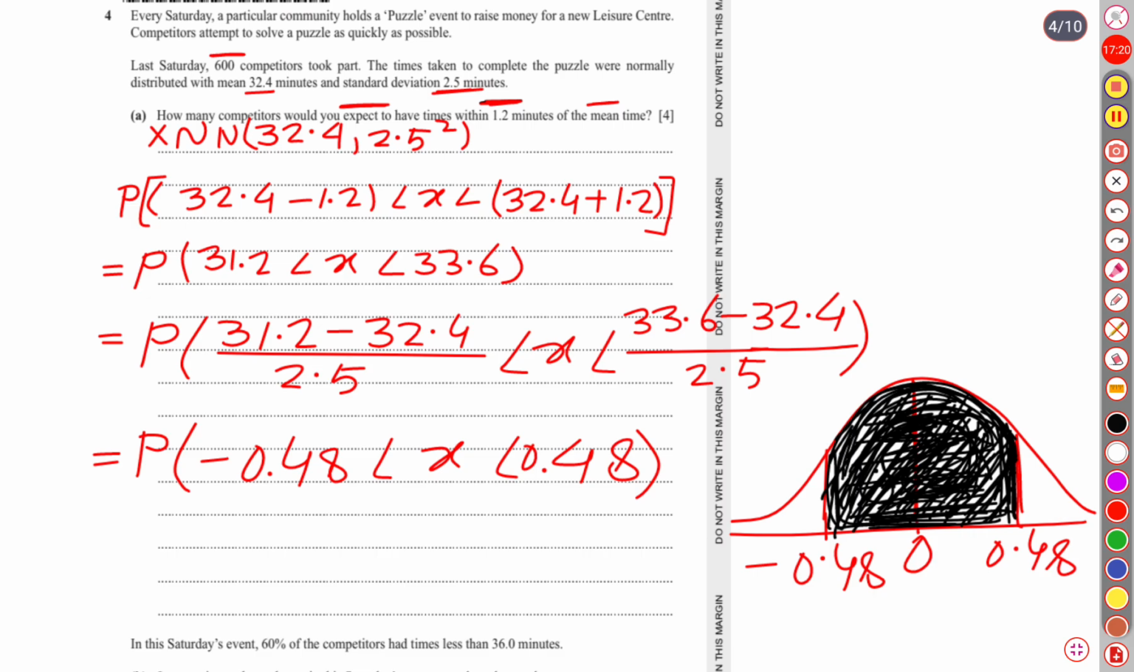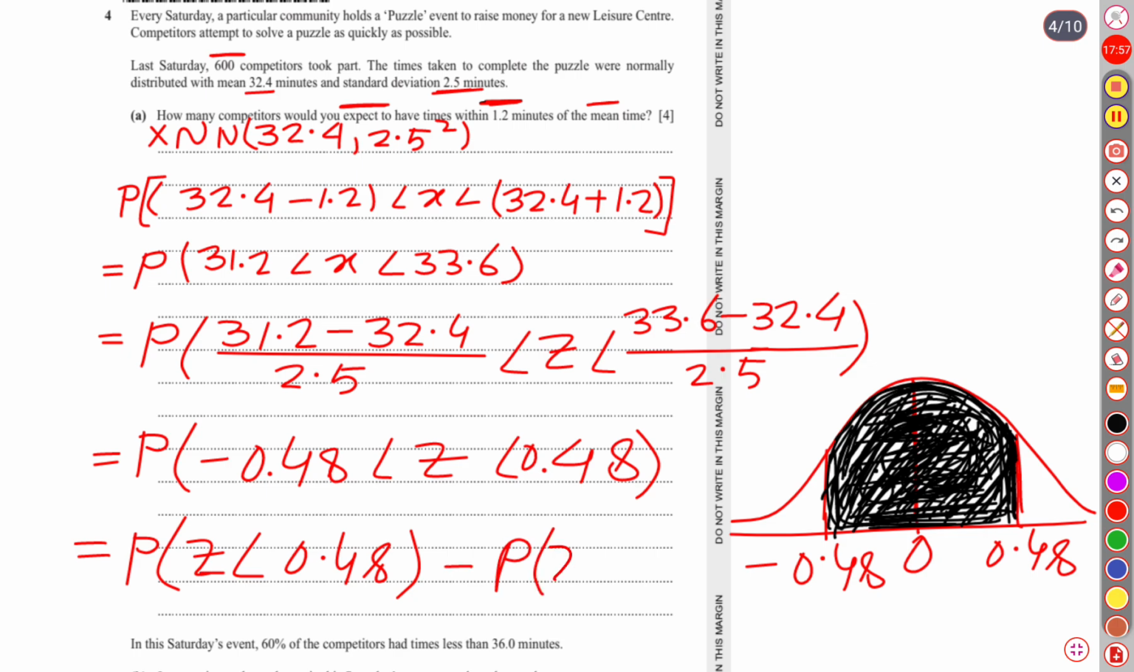This region can be written in another way. Sorry, here it is not x anymore, it should be the z score. I made a mistake here. We have already standardized, so it is no more x, it is our z score. Now it is the probability of z less than 0.48, from which we will subtract the smaller left part, the probability of z less than negative 0.48.